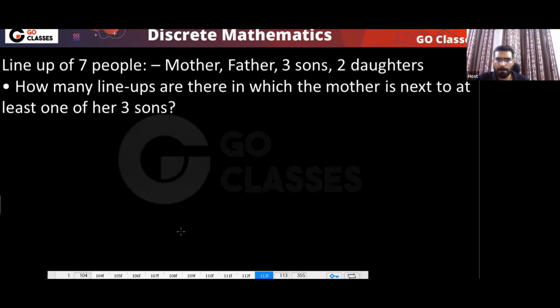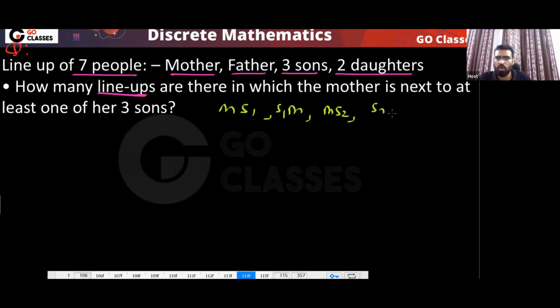Okay, let's see this question. This is interesting. So tell me the answer for this question. There are 7 people: mother, father, 2 sons, 3 sons, 2 daughters. How many lineups are there in which the mother is next to at least one of her sons? Like maybe MS1 can be there, or SM1, or MS2, or S2M. So basically the mother should be with at least one of her sons in this photo.